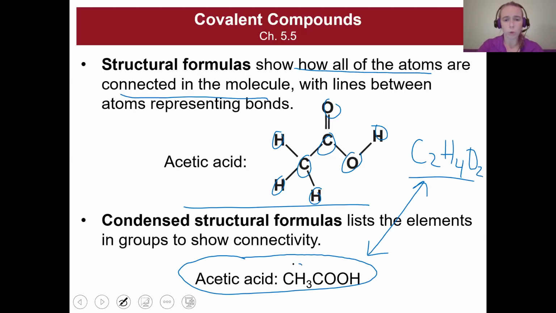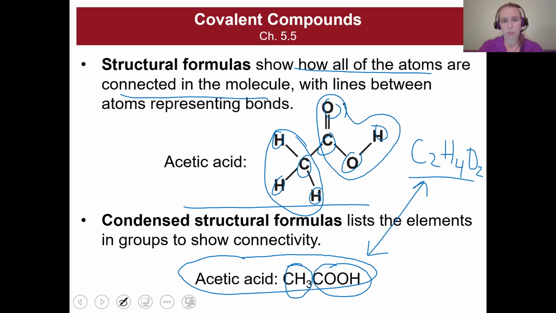So we write CH3 together to represent this part of the molecule, this carbon bonded to 3 hydrogens. And then we have COOH as the other group in our condensed structural formula to show that we've got a carbon bonded to 2 oxygens, and then our oxygen is bonded to a hydrogen at the end. So these condensed structural formulas are really helpful for organic molecules in particular, as we'll see when we move on a little bit here.